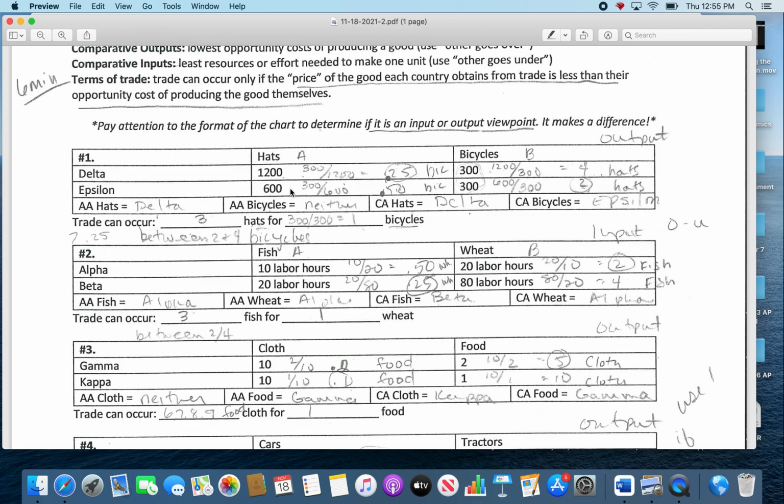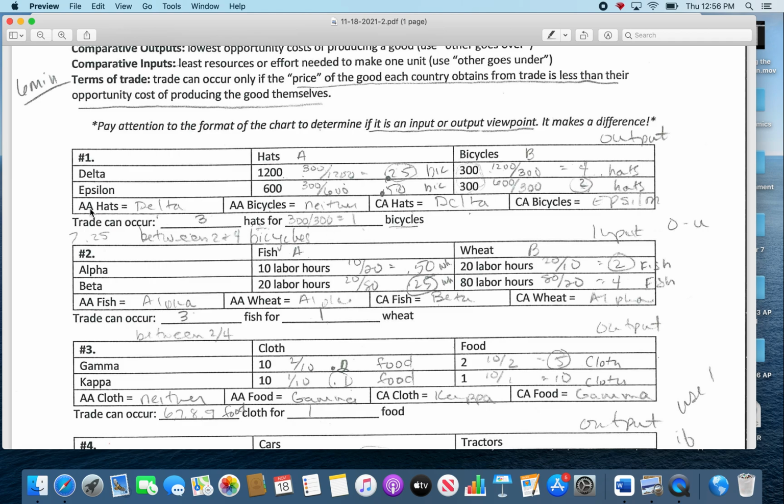Epsilon, if we're making hats, the other is bicycle. It goes over. So 300 over 600. So the opportunity cost of creating a hat is you give up half a bicycle. And then for bicycles, it is 600 over 300, which is 2. So the opportunity cost of making a bicycle, you give up 2 hats.